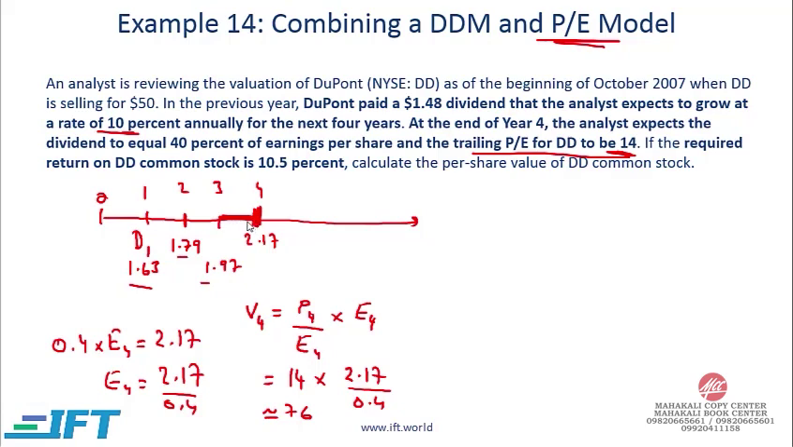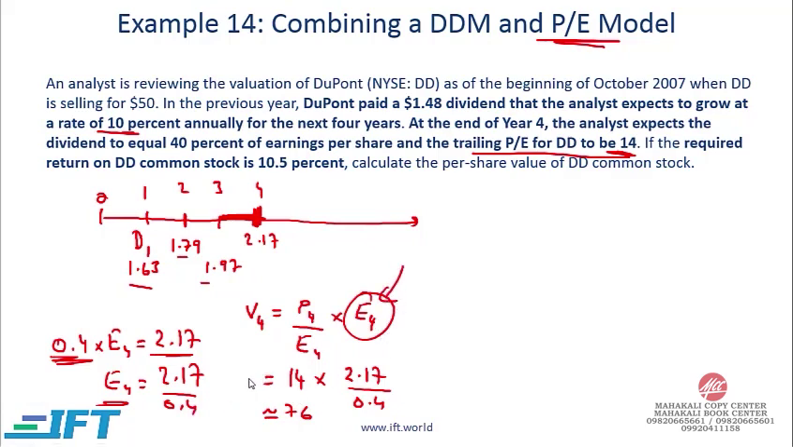So how do we come up with E4? Remember, we are given the payout ratio, which is 40%. So 40% of the earnings for year 4 would be equal to the dividends for year 4. We have computed the dividend for year 4 as 2.17, which means that the earnings for year 4 would be 2.17 over 0.4. And you plug that over here.